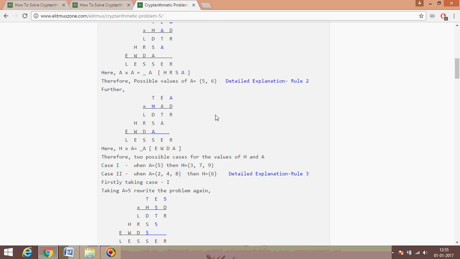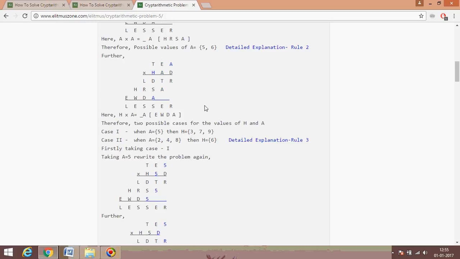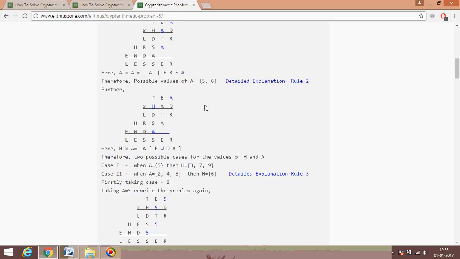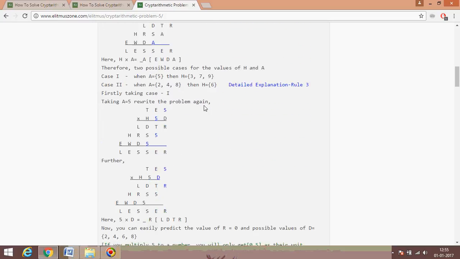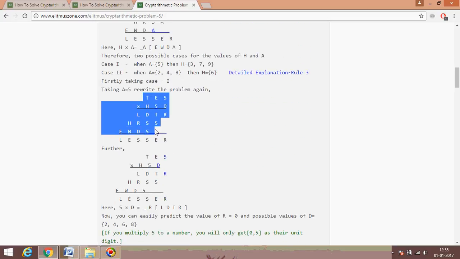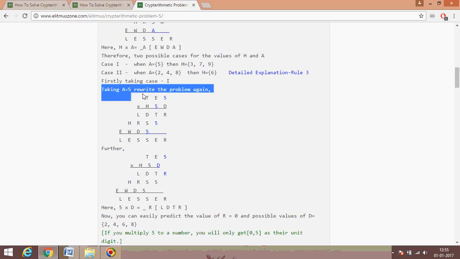Okay, so now what you have to do is, firstly put the possible value of A equal to 5 in the main problem. Now just replace. Taking A equal to 5, rewrite the problem again. Now you can see that 5 has been replaced everywhere.